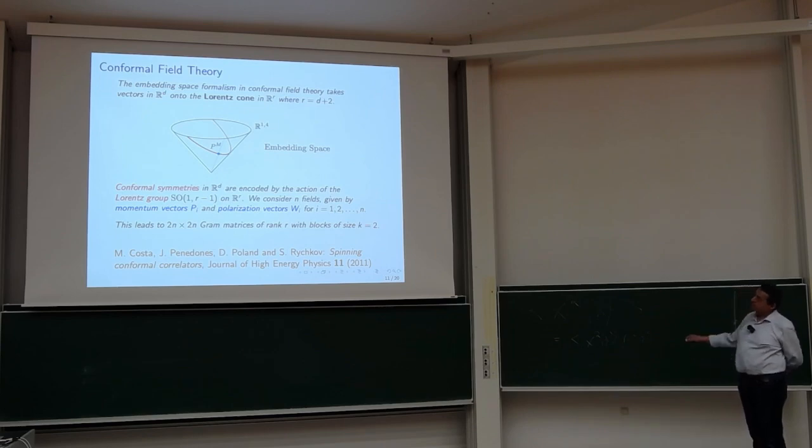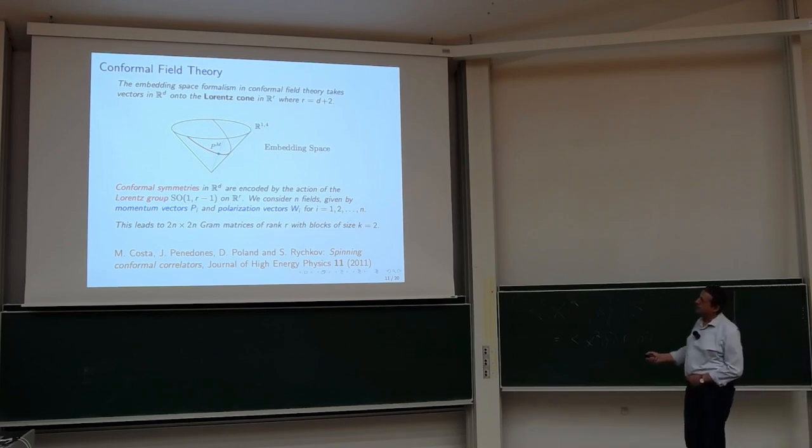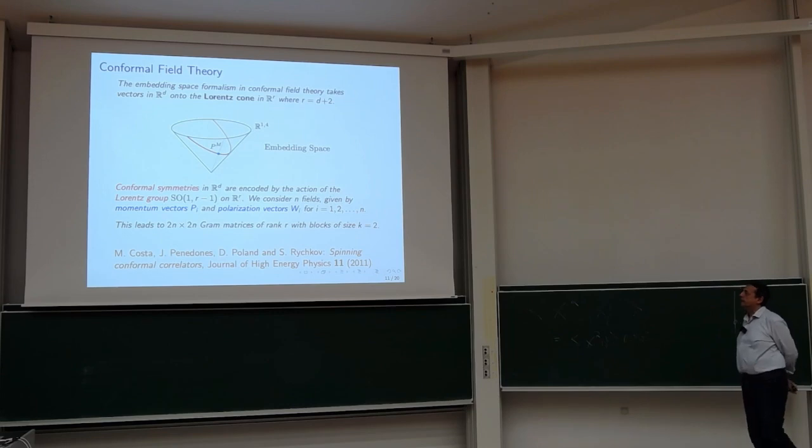Doing so allows us to think about conformal symmetries in the small space simply as the action of the Lorentz group, the special orthogonal group, on the bigger space. So now we really can use SO.